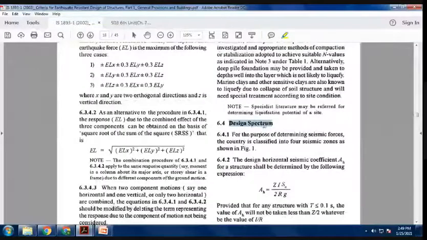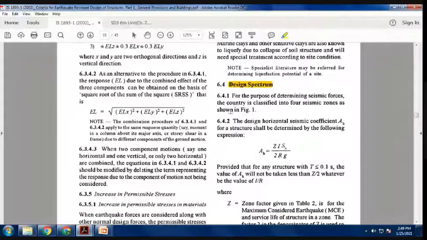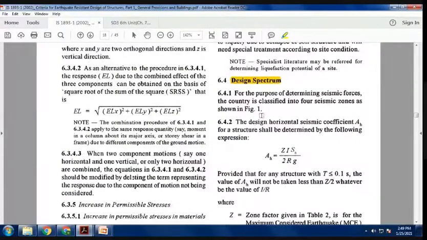The main motto will start from here: design spectrum, how to design the building for earthquake load or lateral loads. The first thing is clause 4.6.4.1: for the purpose of determining the seismic force, the country is divided into four seismic zones. The first thing we need is to determine in which zone it is falling, either zone 2, zone 3, zone 4, or zone 5.